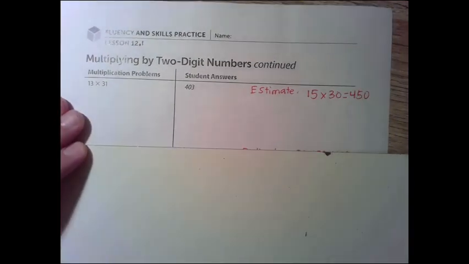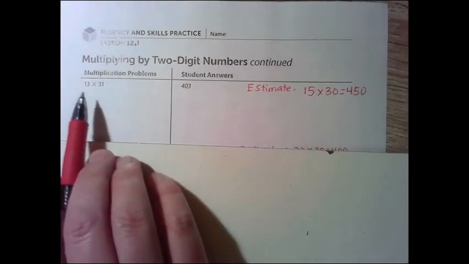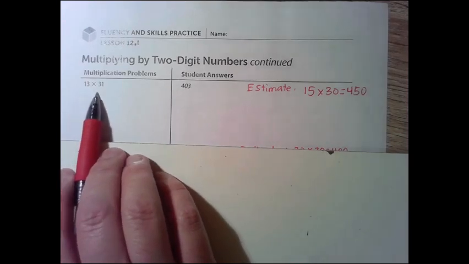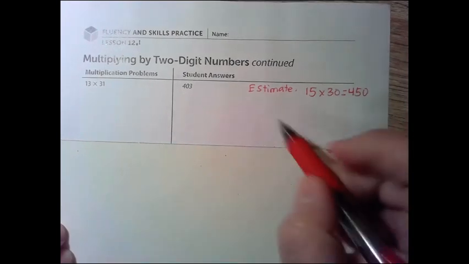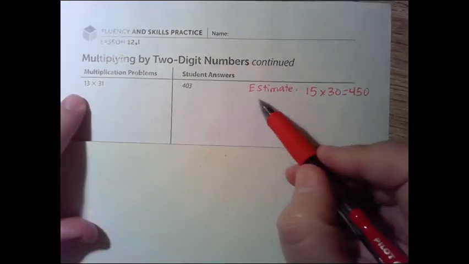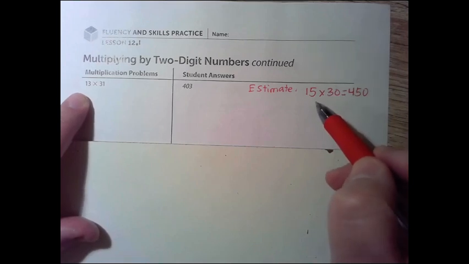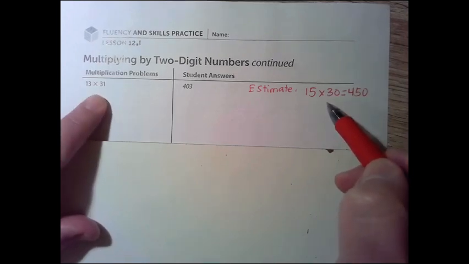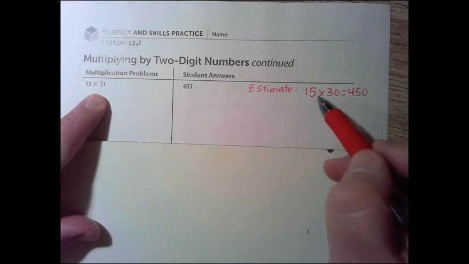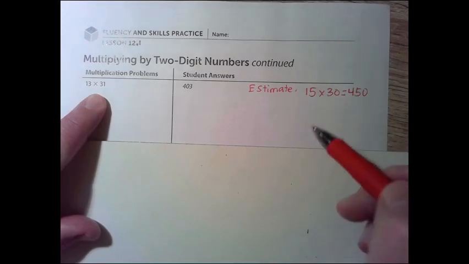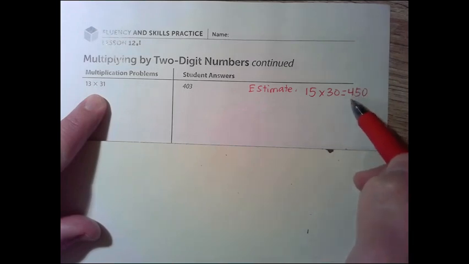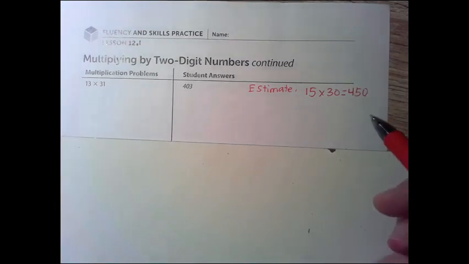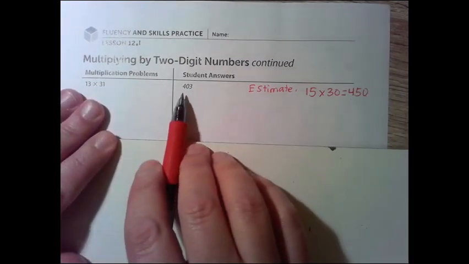All right, folks, welcome back. So for the next one, the problem was 13 times 31, and the student had an answer of 403. So what I did was I estimated. I took 13 and I made it 15, and I took 31 and I made it 30. And I did that because I know 15s are easier for me to count by anyway. You know that 15 times 3, well, that's 45, and then you attach the 0 and the 30 to make it 450.